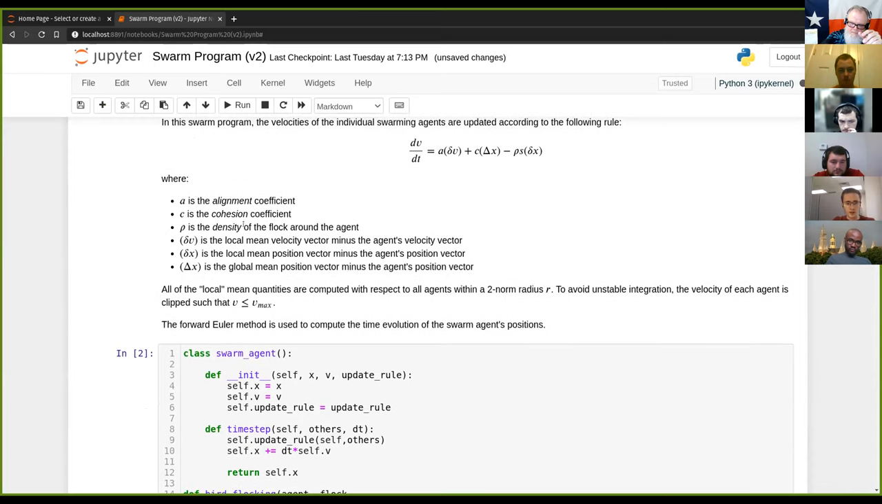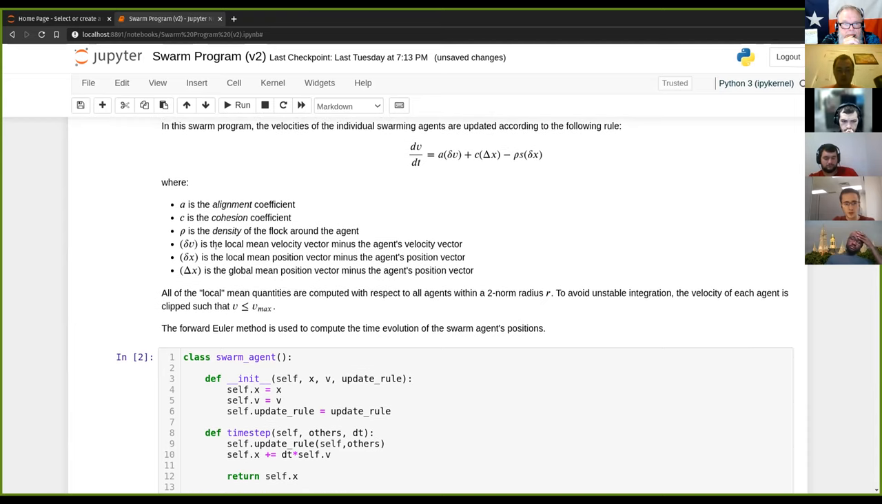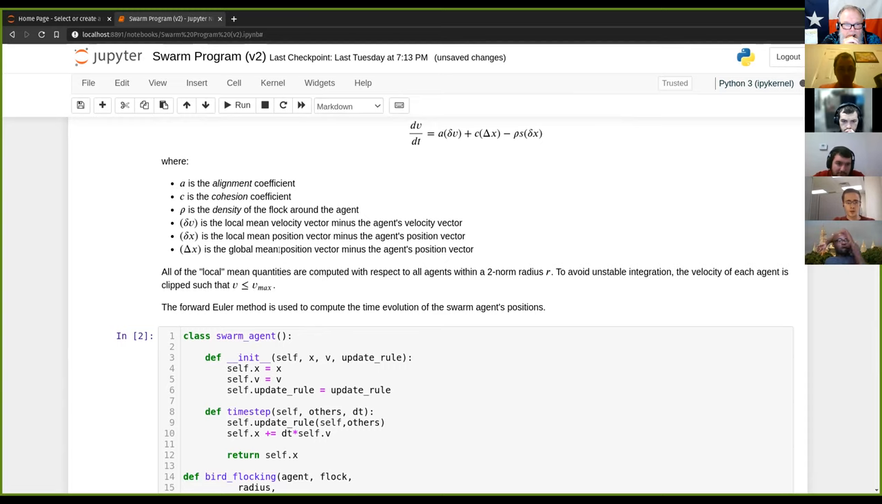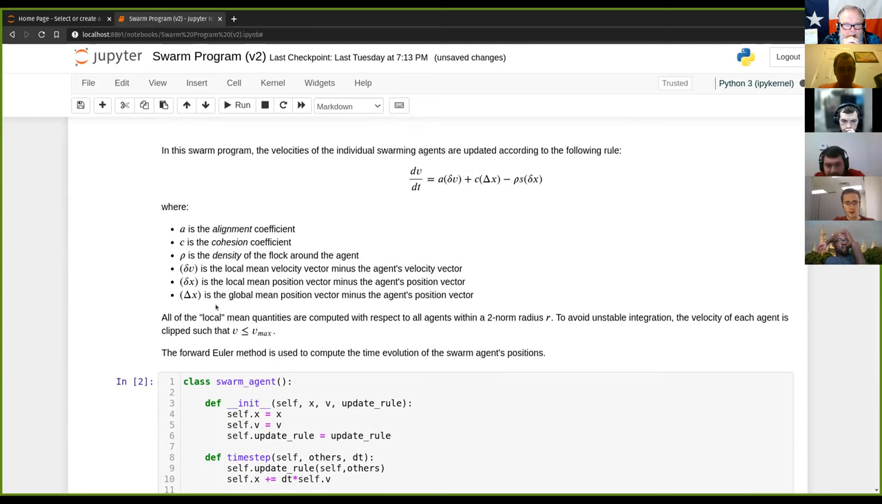Rho is a density value. This isn't a hard-coded value. This is actually computed relative to some radius around the agent. This delta V is the local mean velocity vector minus the agent's velocity vector. This local mean is just computed in some small radius. And this delta X is the same thing as the local velocity, except it's the difference in position vectors. And then this capital delta X is the global mean. So if we average up the positions of all agents in the swarm, then that would be this capital delta X if we subtract the agent's position vector.